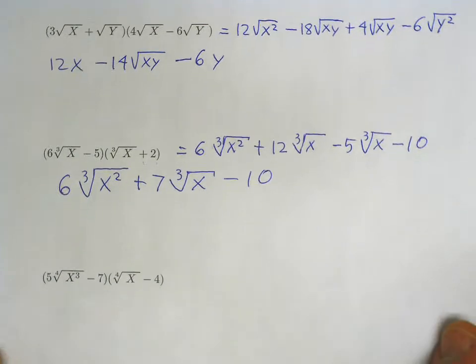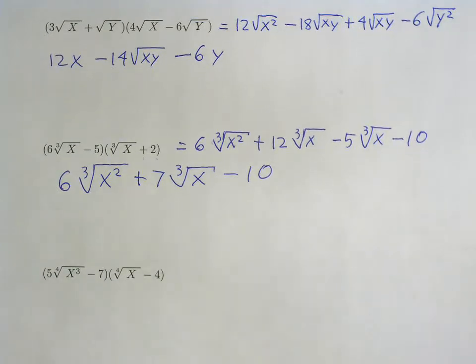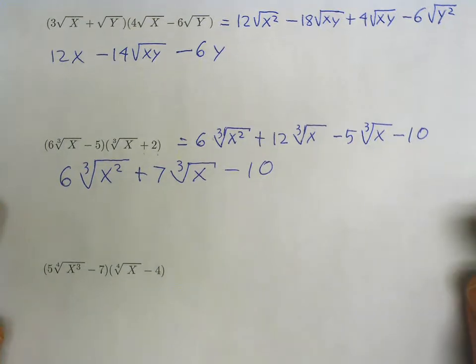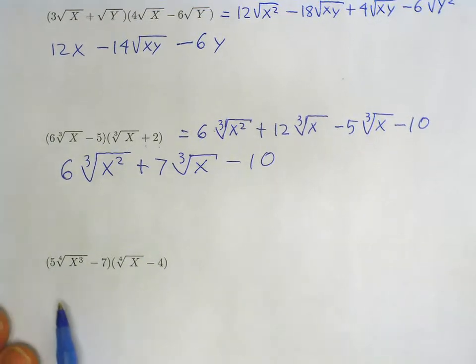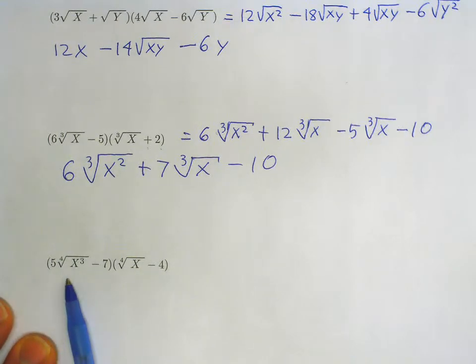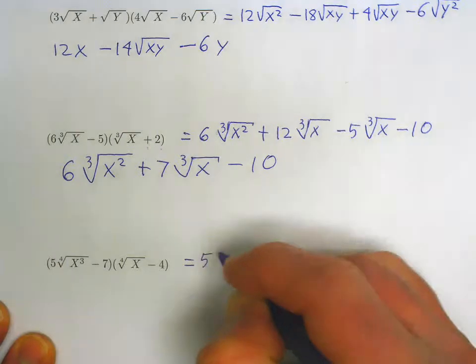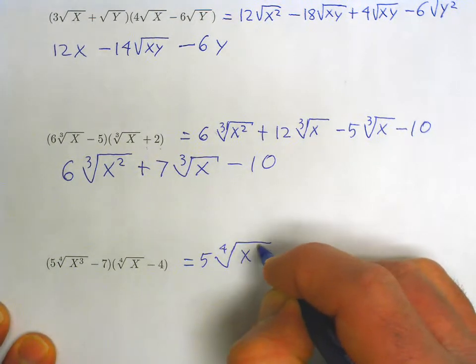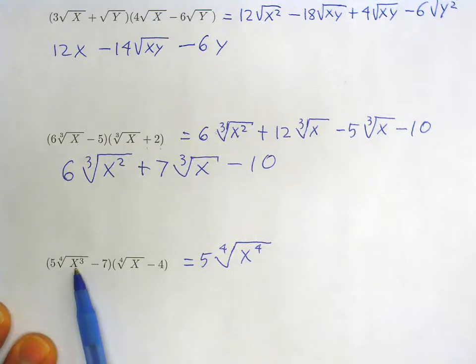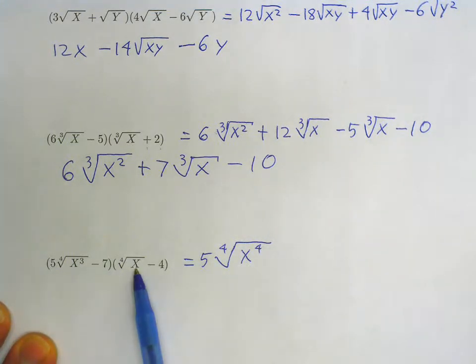Okay, one more example, and then after this final example, we'll talk about division involving radicals and rationalizing denominators. Okay, so 5 times the 4th root of x to the third times the 4th root of x. That's 5 times the 4th root of x to the 4th. For this x to the 4th, we got that by multiplying x to the third times x.